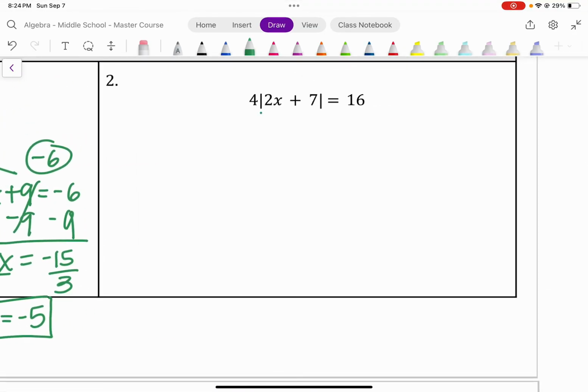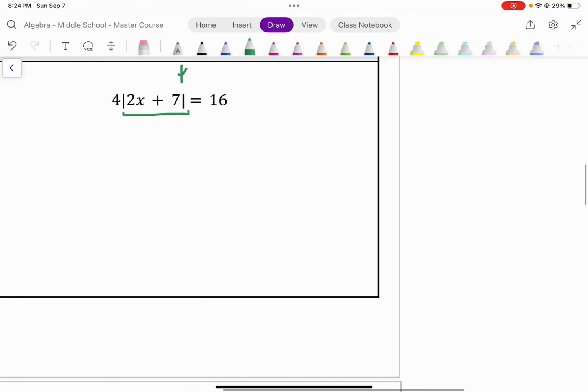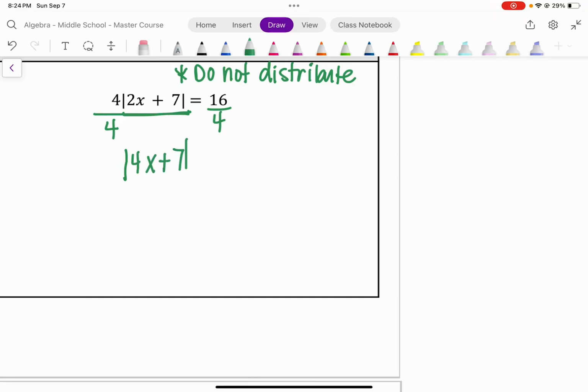This next one has absolute value getting multiplied by 4. And I'm going to make a note here. Do not distribute. So we're not ever going to distribute into an absolute value bar. We're never going to divide out of an absolute value bar. If absolute value is getting multiplied by 4, we simply divide both sides by 4 to get rid of that factor. And then we'll be left with 4x plus 7 equals positive 4. And then we'll solve for positive 4. We'll solve for negative 4.